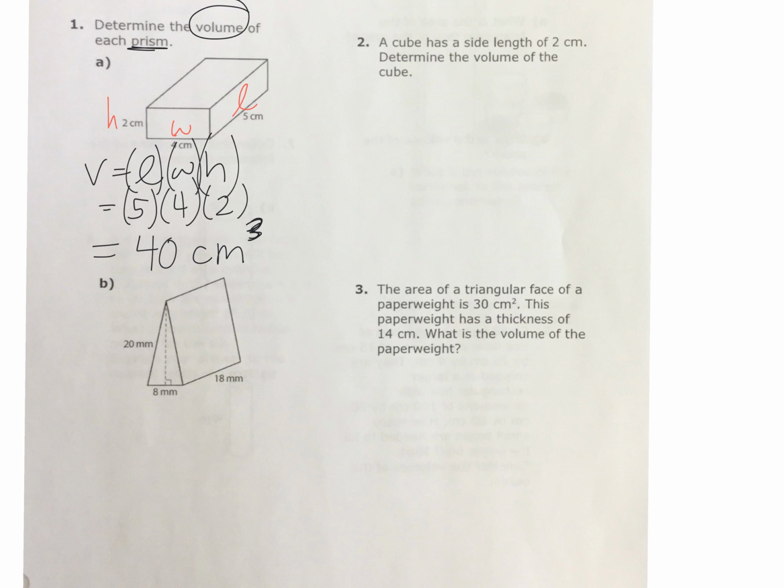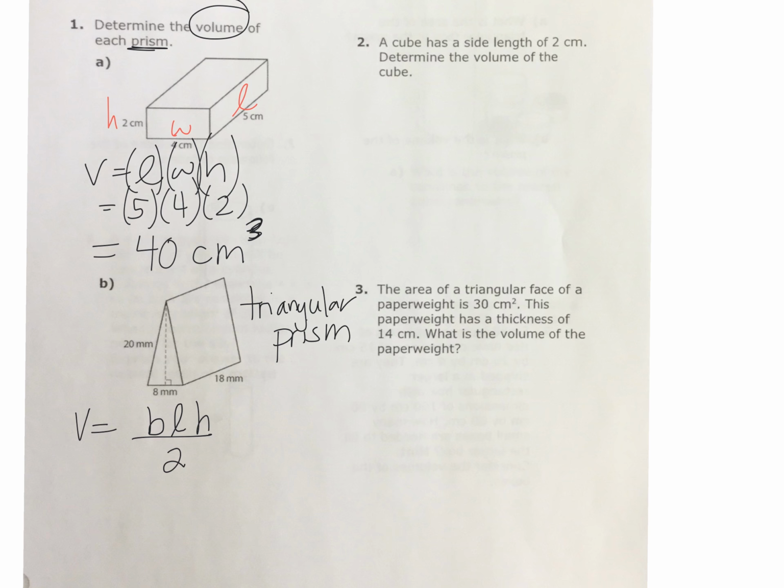Now we have to identify what is the next shape. We're finding the volume of what? What shape is this? Triangular prism. Good. And what is the formula for a triangular prism? There are 2 formulas. The easy one to use would be B, which is the base, times the length, times the height, divided by 2. It's easier to do it this way.